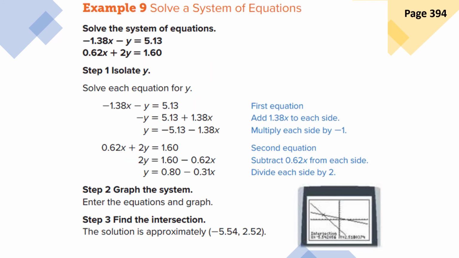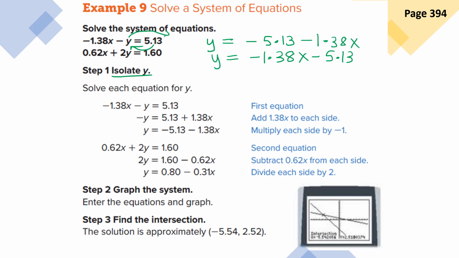So if you look at this question, it is solved using the calculator. You will do it without the calculator. Isolate y. So that means I want y on one side. I'm going to move it here and this number here. So it will become y is equal to minus 5.13 minus 1.3x. Let's write it in slope-intercept form, minus 1.3x minus 5.13. So this is y equal to mx plus b.